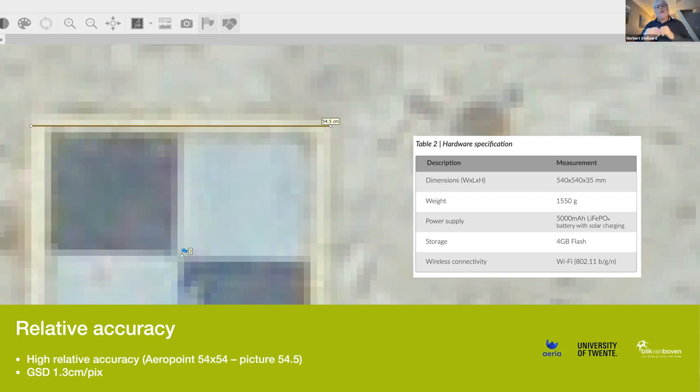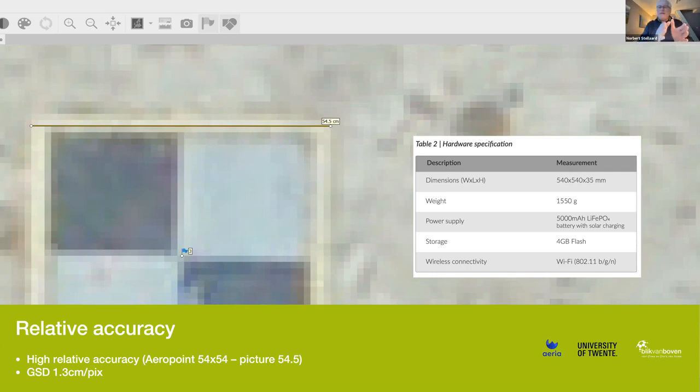In this case, you can see we had the propeller arrow points with us. These were our checkpoints. And there you can see the calculation in the model tells us that it's 54.5 centimeters. On the right, you see a specification coming from the manufacturer of the propeller arrow point, and the original size of it is 54 by 54 centimeters. So that means we have a very high relative accuracy, because the original measurement is 54 and we find 54.5.